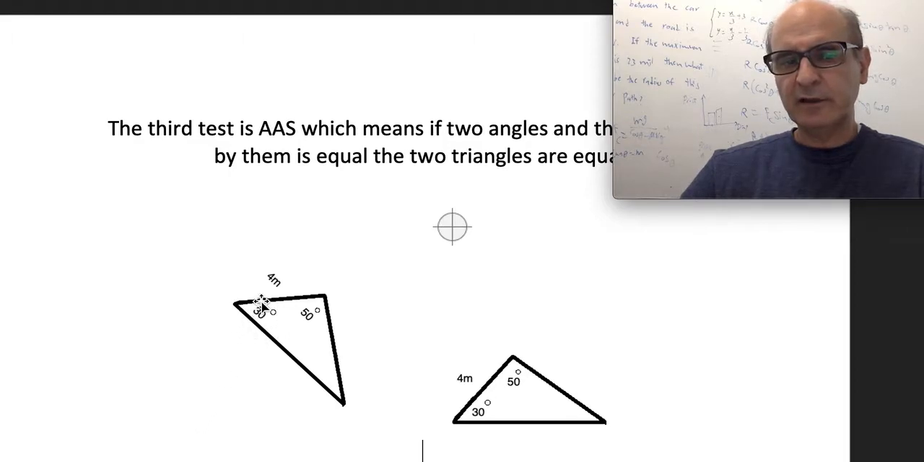Now let's look at the other angle they are given. So 30 degrees and 30 degrees, they are equal too. And these angles share this side, which is 4 meters. And these angles share this side, which is 4 meters. So that is enough for us to say that these two triangles are congruent. And the name of the test for this is AAS, angle, angle, side, because we're using one side and two angles.